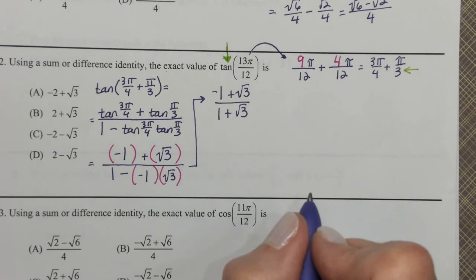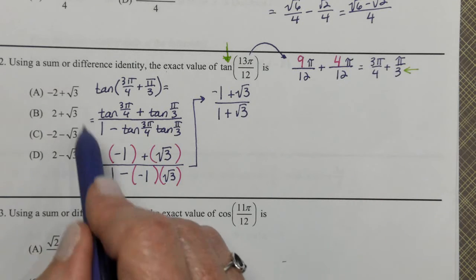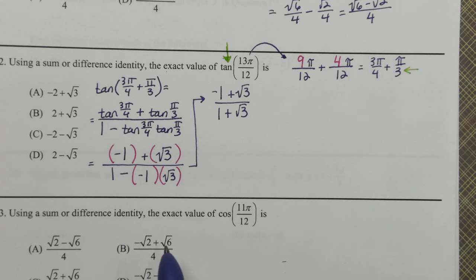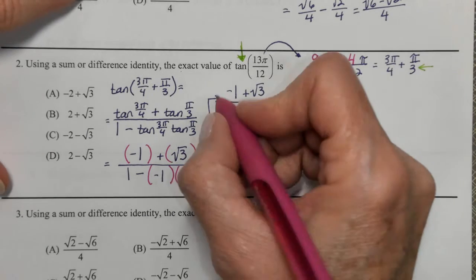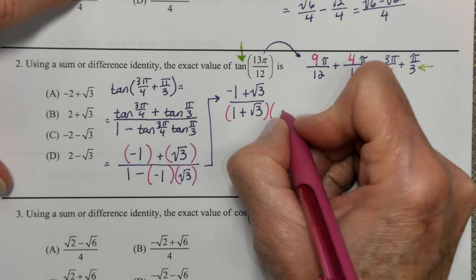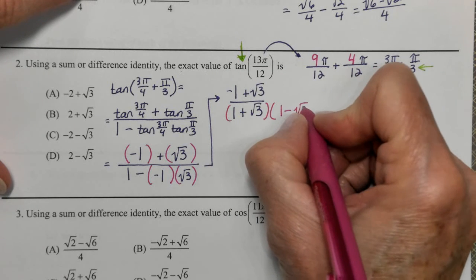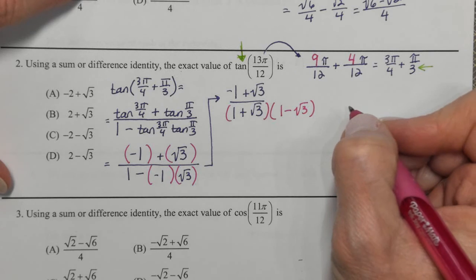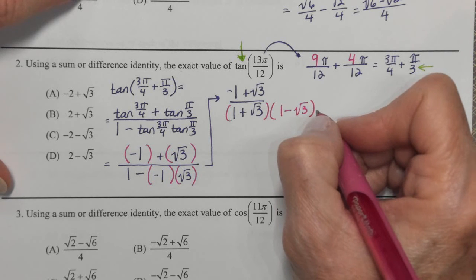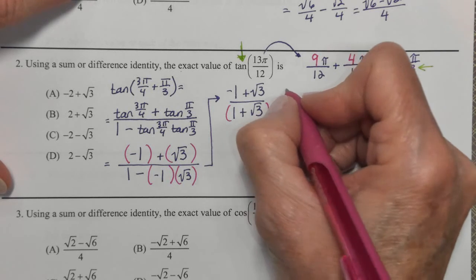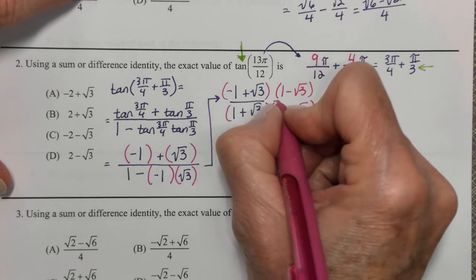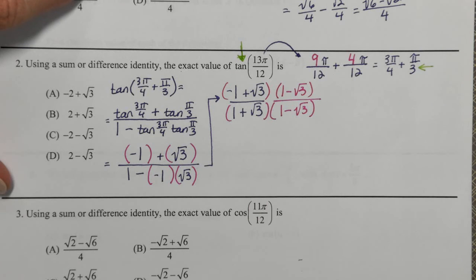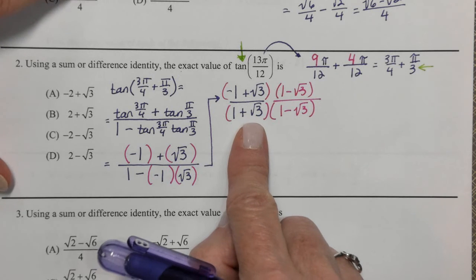And that's a fine answer to me, but it's not one of our choices. So what did they do to get one of the choices there? Well, they rationalized that denominator. So we're going to come in and rationalize the denominator by multiplying by the conjugate of that denominator, 1 minus square root 3. But of course we can't just multiply the bottom by 1 minus square root 3, we also have to multiply the top by 1 minus square root 3. So we multiply top and bottom by the conjugate of the denominator.